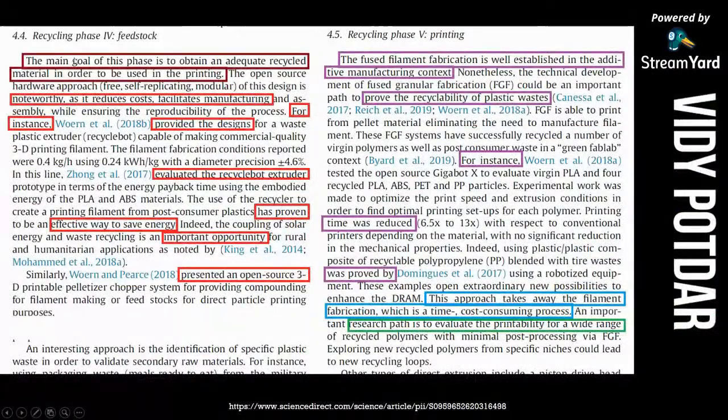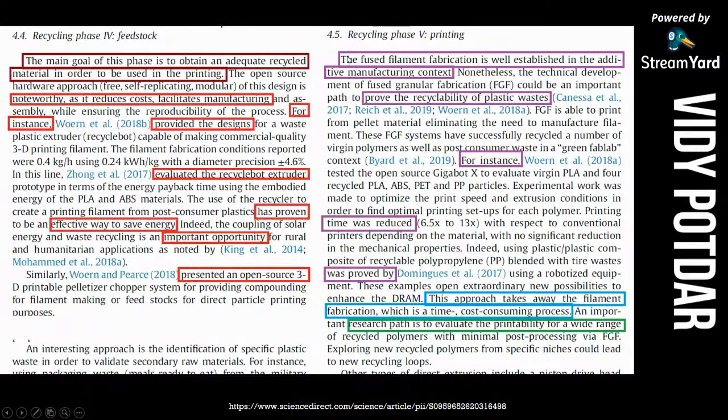Similarly, the feedstock. What is this component or the framework part about? What is noteworthy? It reduces costs, facilitates manufacturing, assembling, has proven to be an effective way to do something, presented an open source solution. So some more different types of words and phrases that you can use in the writing.